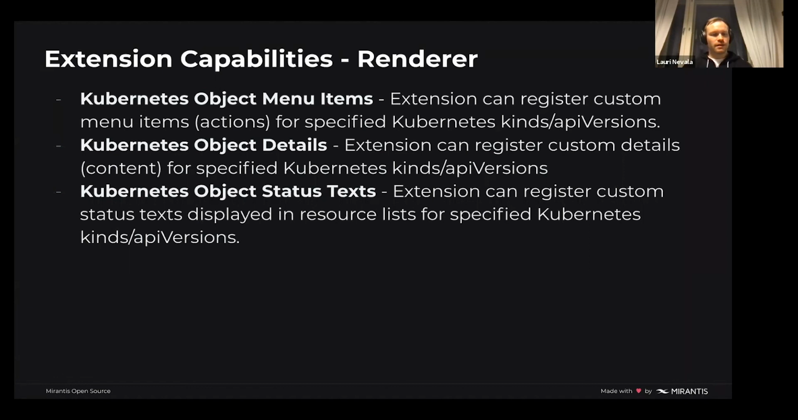And then you can also register some object status text, and those will be displayed in resource lists. For example, Lens already displays if some resource has errors or issues based on events, so you can have a similar kind of status text added by your extension.